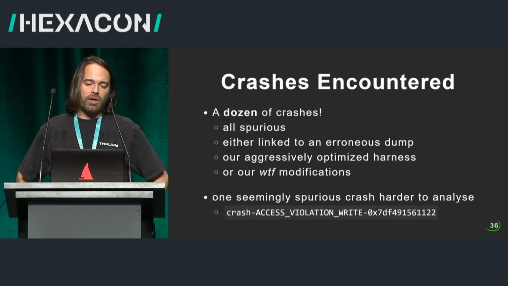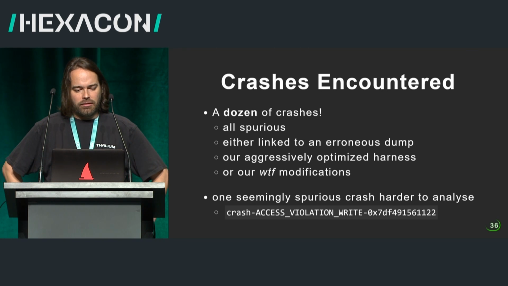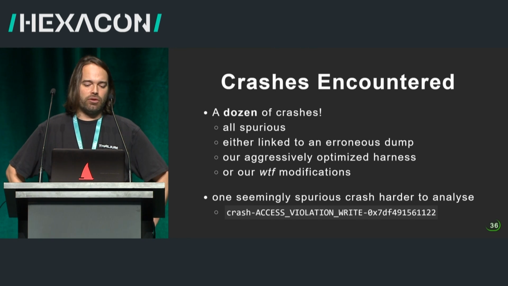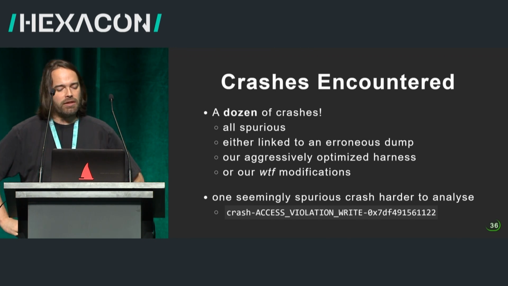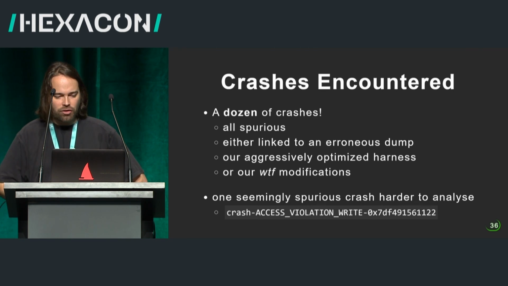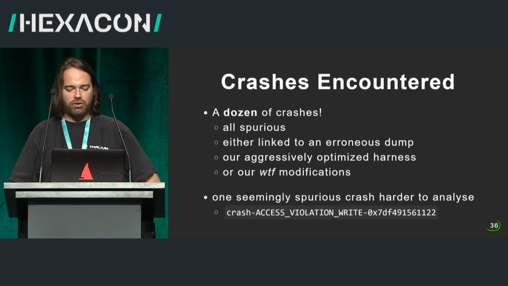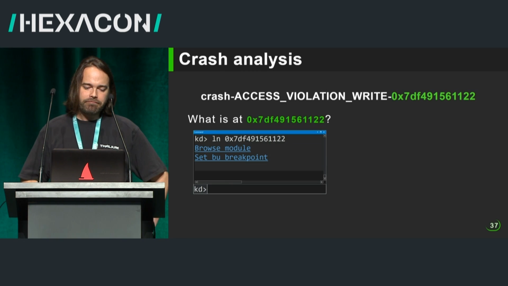So what kind of crashes did we encounter? So dozens of crashes. At first, most of them were spurious. They were either linked to an erroneous dump or aggressively optimized harness or WTF modification. So everything was fixed before we did those experiments. So on the previous graph, it's not those crashes, it's the next one. And it was a seemingly spurious crash, which was harder to analyze.